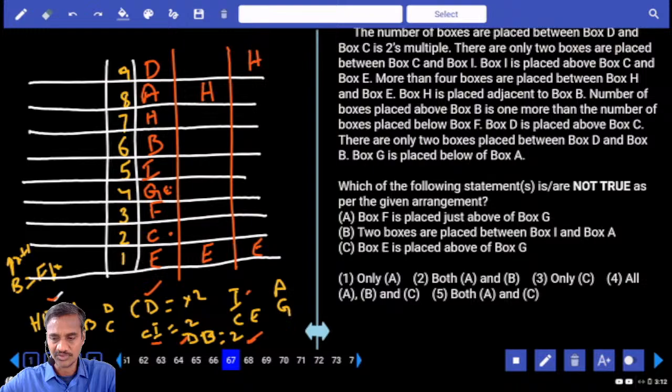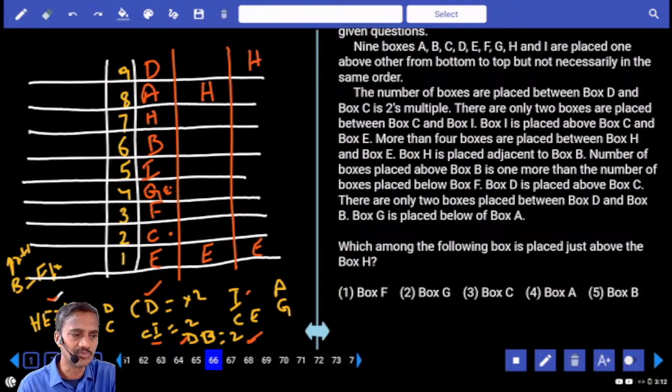Then 67, which of the following statements is not true? Not true means definitely false. Boxes E. I is above both C and E. A is above D. Between D and B, there are exactly 2 boxes. Between C and I, there are 2 boxes. Between C and D, 1, 2, 3, 4, 5, 6, a multiple of 2. H and B are adjacent. D is above C. H and E more than 4.